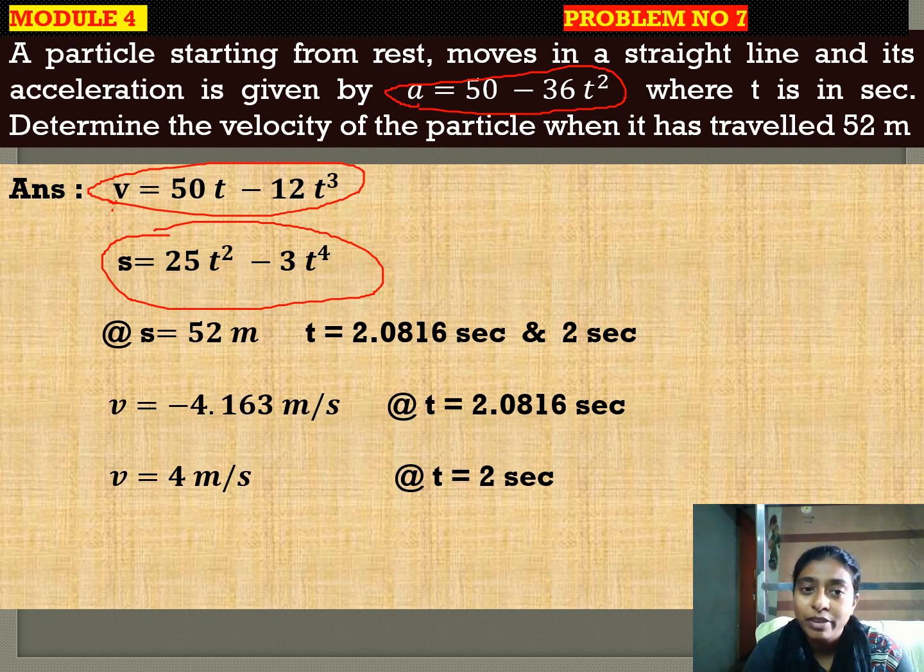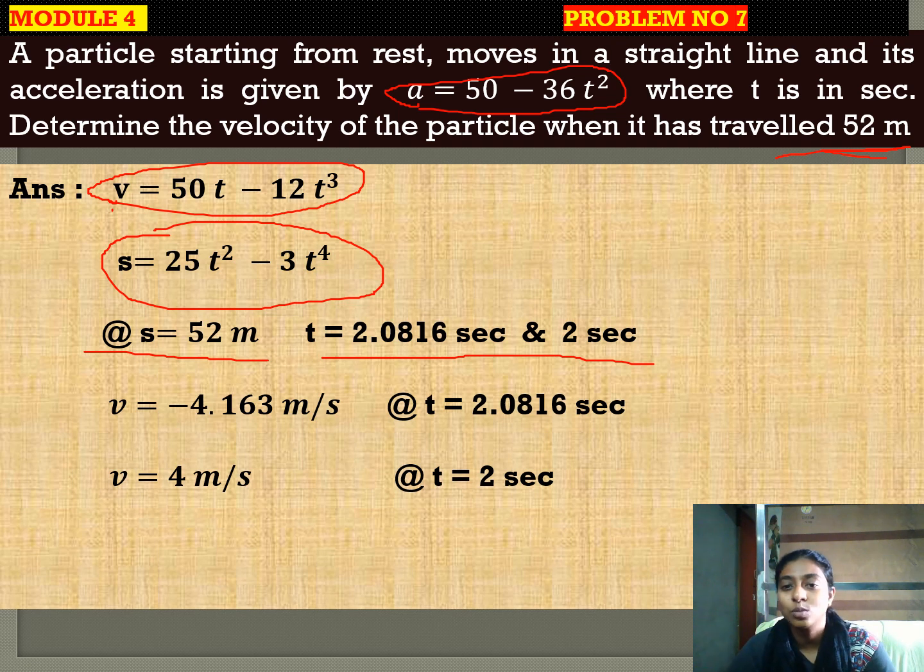So, we have to find the velocity at s is equal to 52 meter. So, substitute s is equal to 52 meter and find what is the time. We will get two values for time, that is 2.0816 second and 2 seconds. Now, for these two times, we will find what is our velocity. See, we have two times. One is 2 and another one is 2.0816. So, 2 is the lowest time period. The largest time period is 2.0816 second.